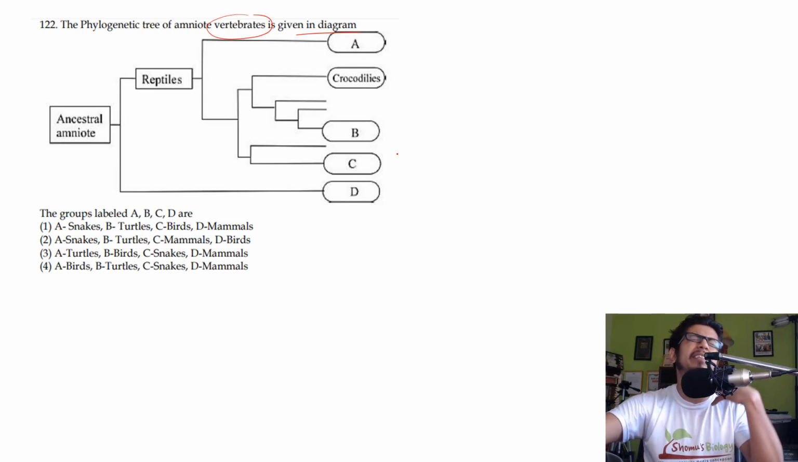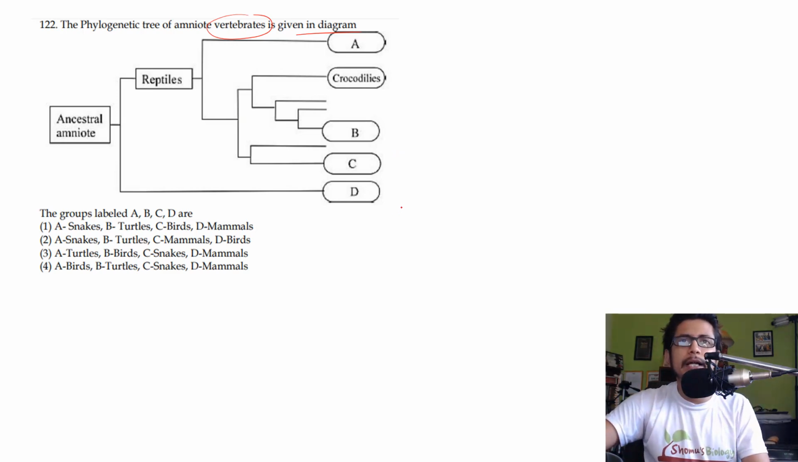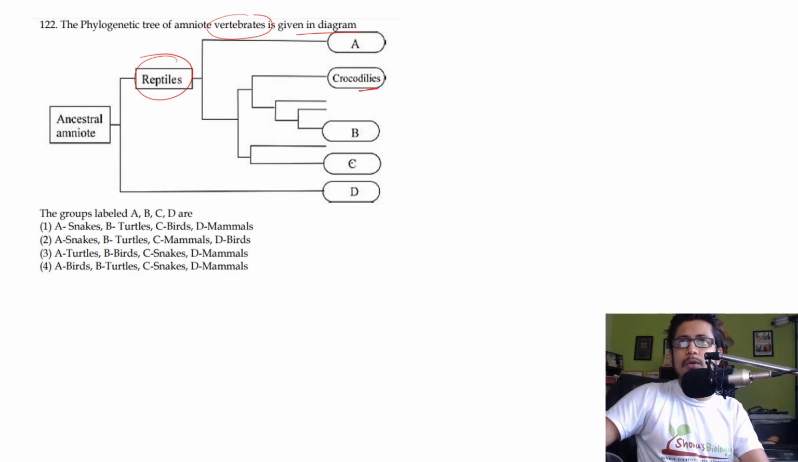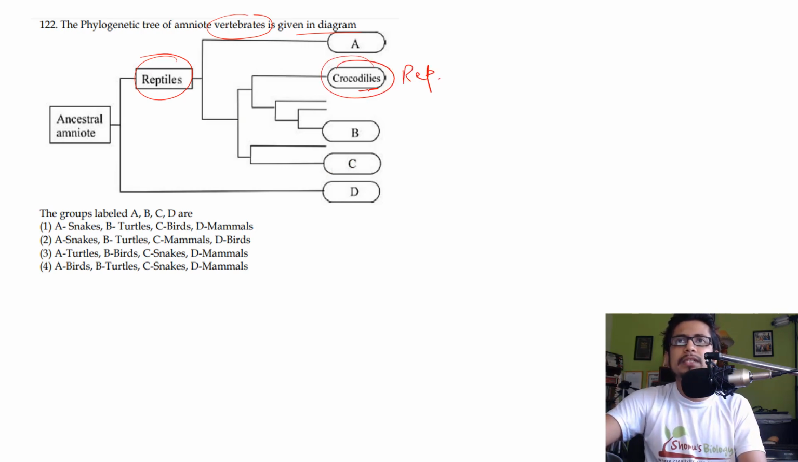You can think of it, but this is not a linear understanding. So crocodiles is given in some place of reptiles. So you know ancestral amniote, from there it became reptile, it divides, there became crocodiles, and the rest of them can be mammals, birds, snakes, turtles. So turtle is another reptile. Birds, aves, and mammals are totally different. Snakes and turtles are reptiles, and we know crocodile is another reptile. So this is our clue.